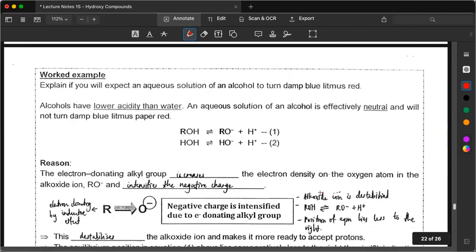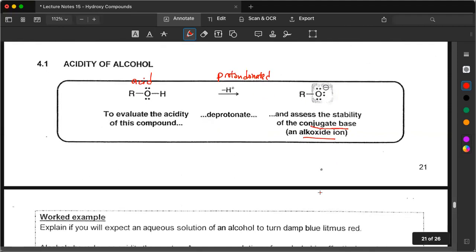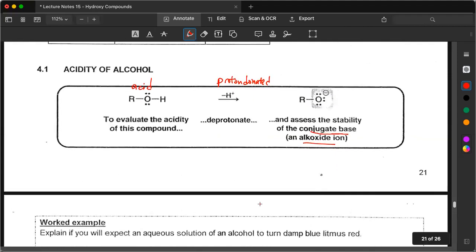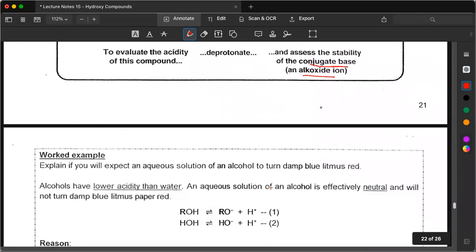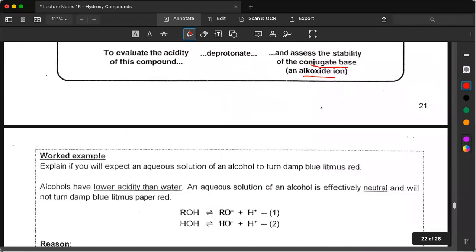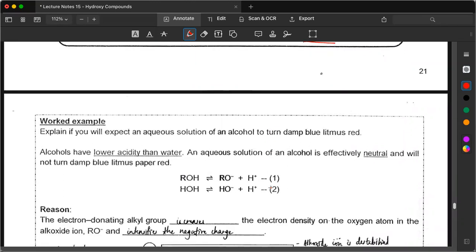Now, let's look at this worked example. You can pause the video first to check your answer later. In this question, explain if you would expect an aqueous solution of alcohol to turn damp blue litmus paper red. We know that alcohol should have lower acidity than water. So an aqueous solution of ethanol is neutral and should not turn litmus paper red.